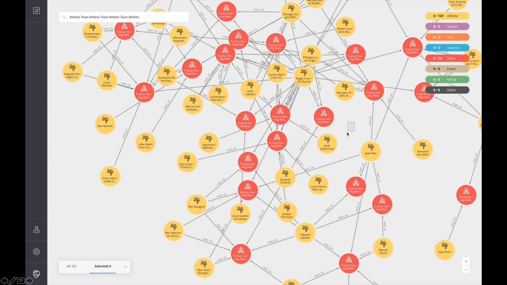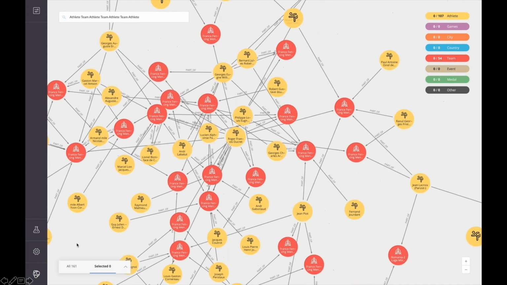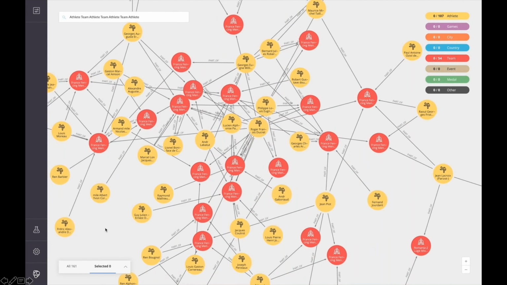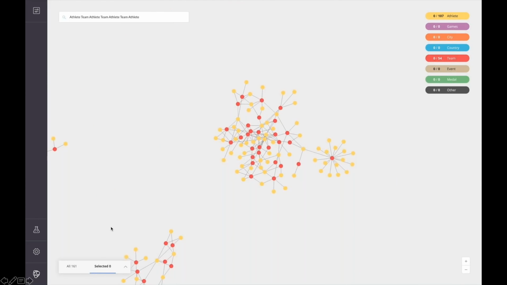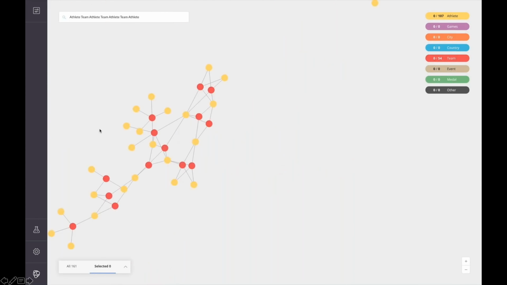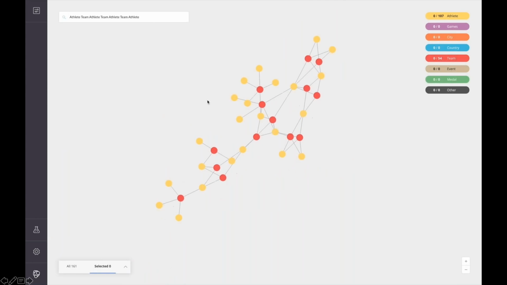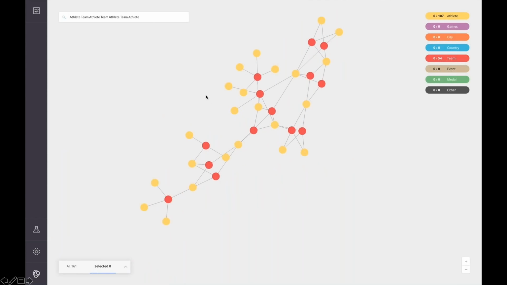And then finally, this cluster, where as we zoom in, we can visualize the Belgium equestrian athletes and how they formed different teams. And then some of them participated in rowing as well. So that's pretty interesting from this data.